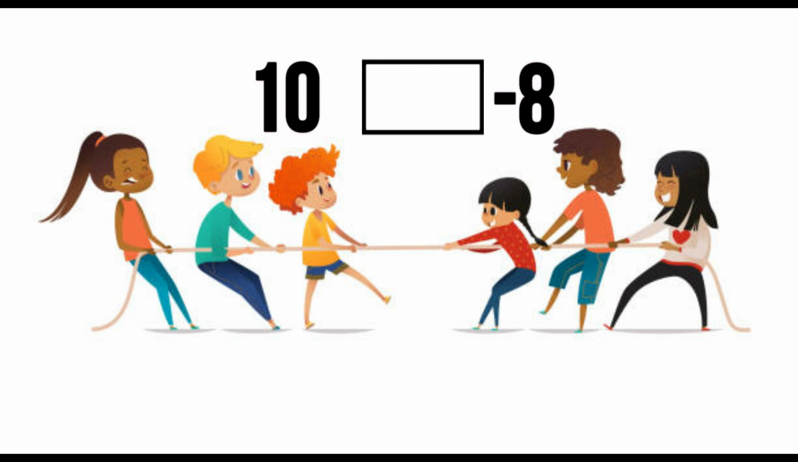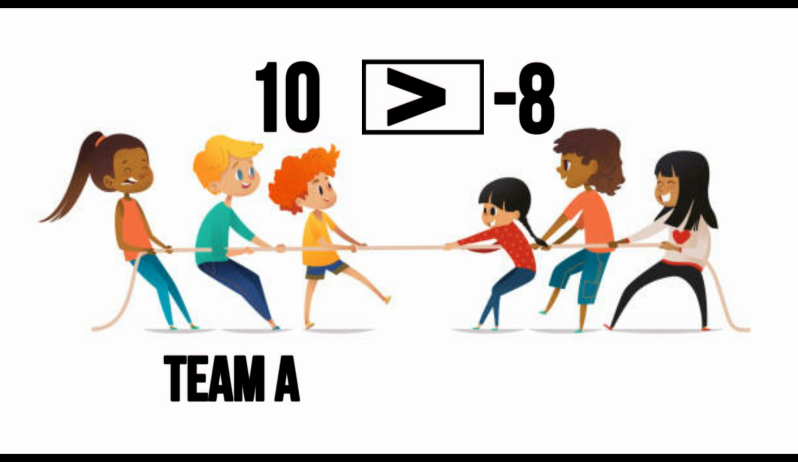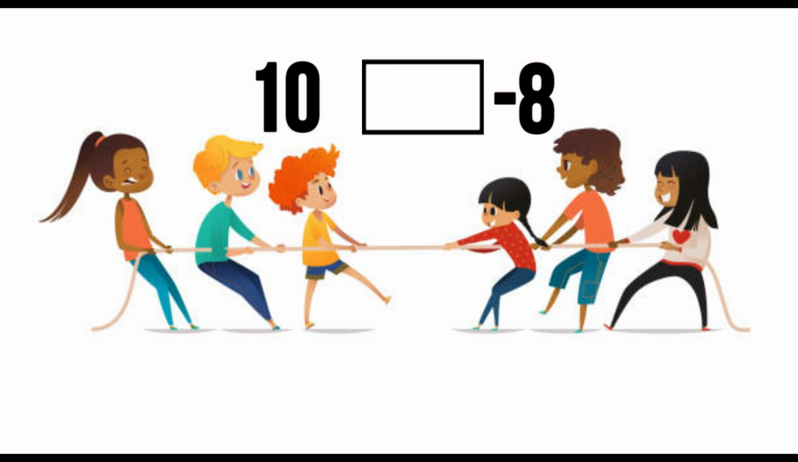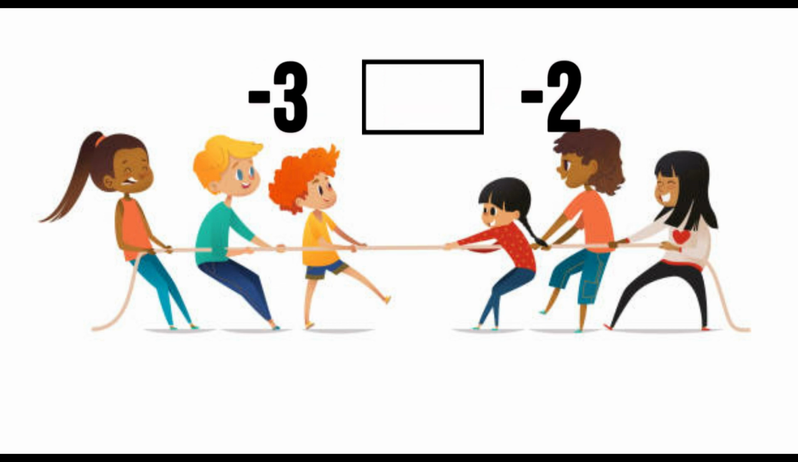Which symbol is appropriate? Correct. It's greater than. 10 is greater than negative 8. Therefore, Team A wins the game. How about this one? Correct. We will use less than. Negative 3 is less than negative 2. Therefore, Team B wins.